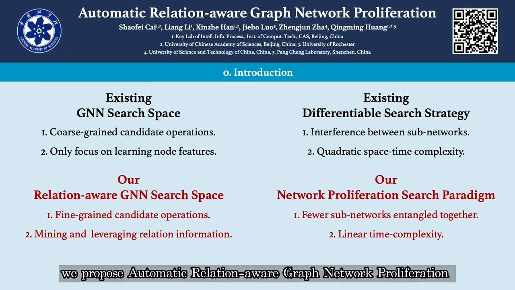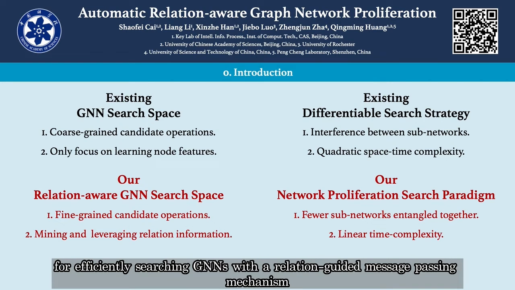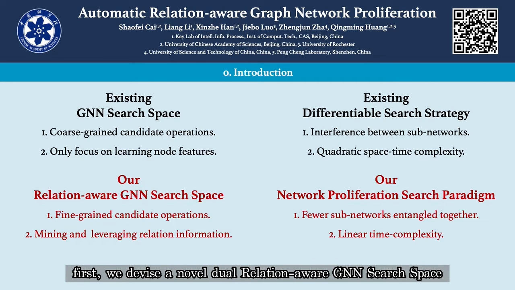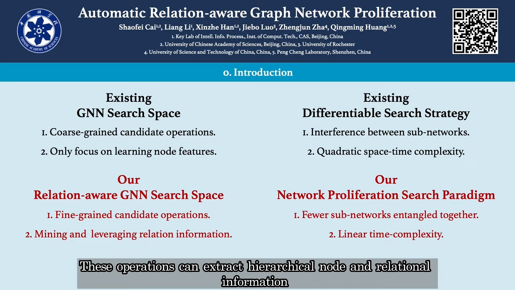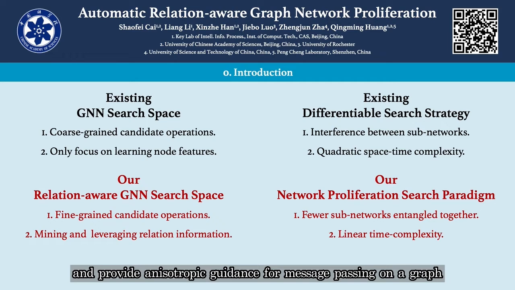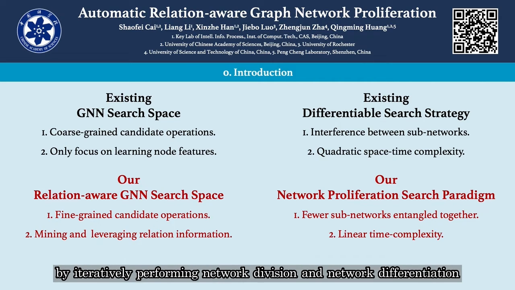In this paper, we propose automatic relation-aware graph network proliferation, short for ARGNP, for efficiently searching GNNs with a relation-guided message passing mechanism. Specifically, first, we devise a novel dual relation-aware GNN search space that comprises both node and relation learning operations. These operations can extract hierarchical node and relational information and provide anisotropic guidance for message passing on a graph. Second, we design a network proliferation search paradigm to progressively determine the GNN architectures by iteratively performing network division and network differentiation.